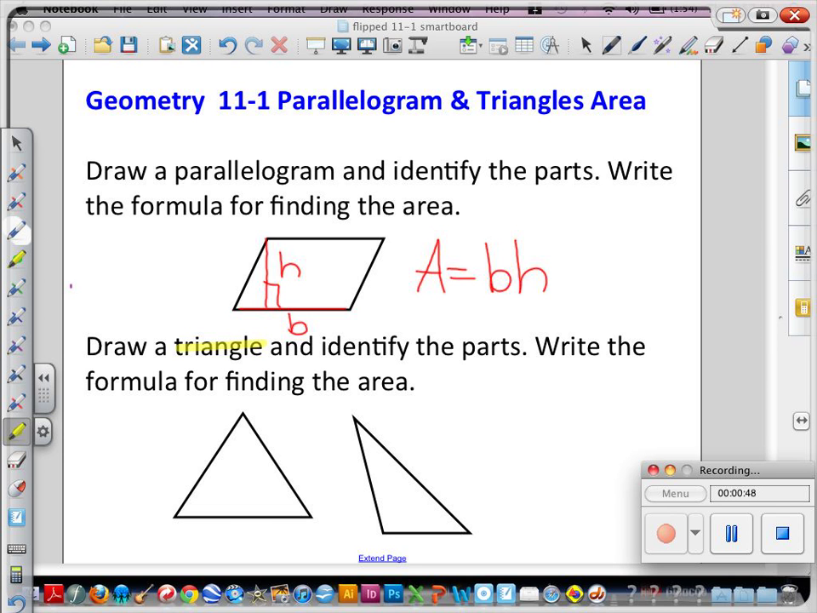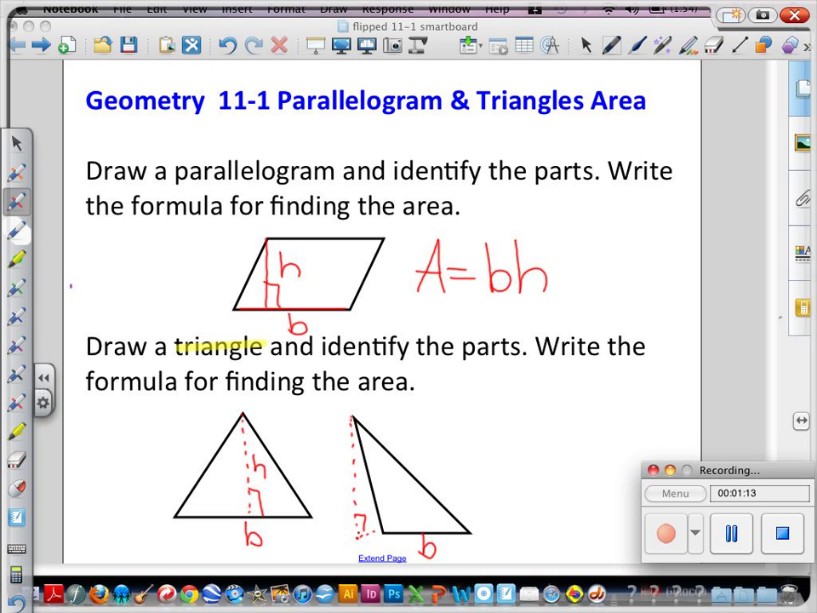I have two different triangles here. I have an equilateral triangle, and I also have an obtuse triangle. Your bottom is going to be called your base, and then your height is going to be the perpendicular line to the base. In this example, that one is going on the inside of the triangle. On the obtuse one, it's going on the outside of the triangle.